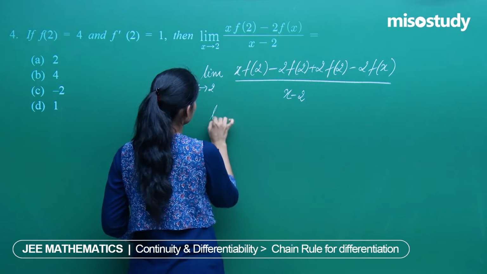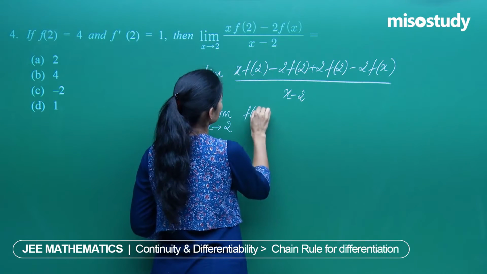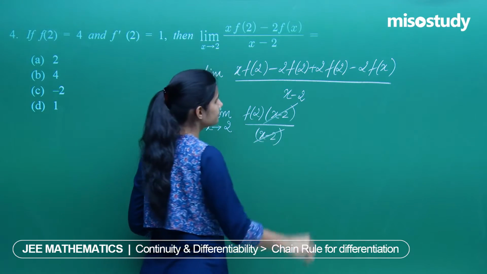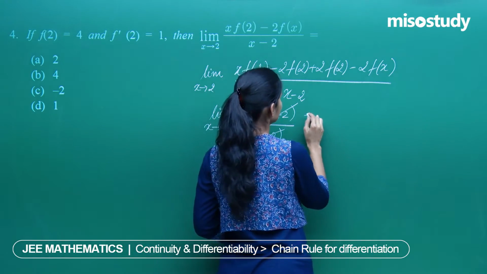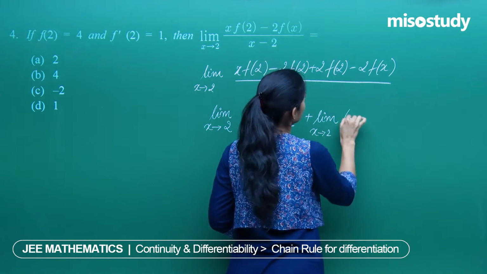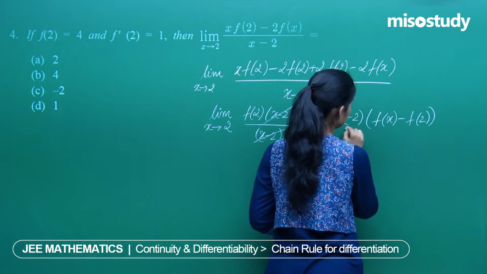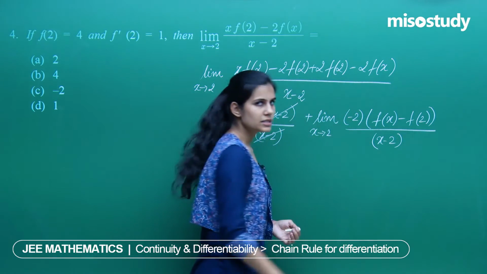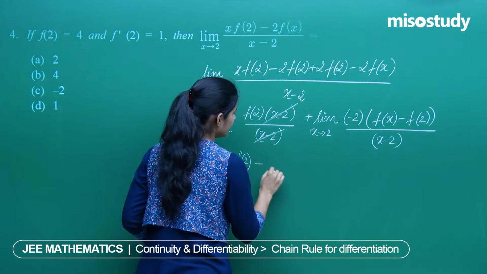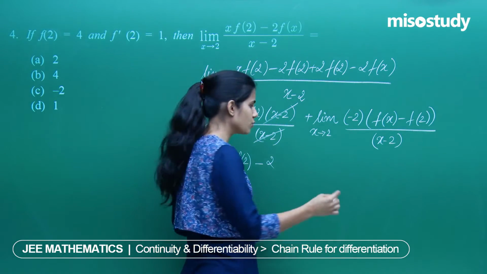Clear? Now this becomes what? This is limit x approaches 2. You can take out f of 2 common from here. You're left with x minus 2 whole upon x minus 2, plus limit x approaches 2 of minus 2 f of x minus f of 2 upon x minus 2. I'm just simplifying the expression, nothing else. So this gives me just f of 2. This is minus 2 times limit x tends to 2, f of x minus f of 2 upon x minus 2, which is what? f dash 2.